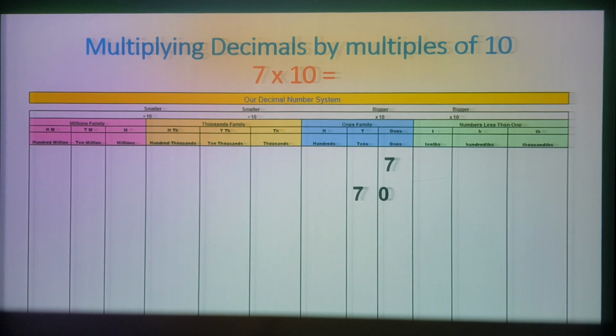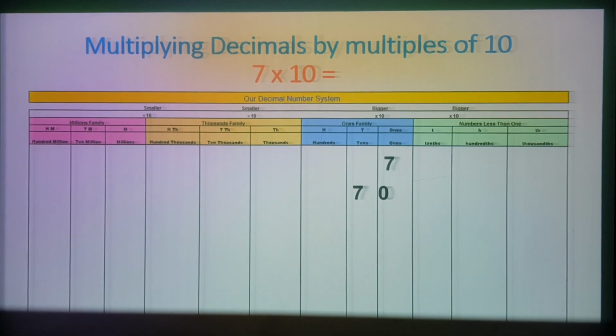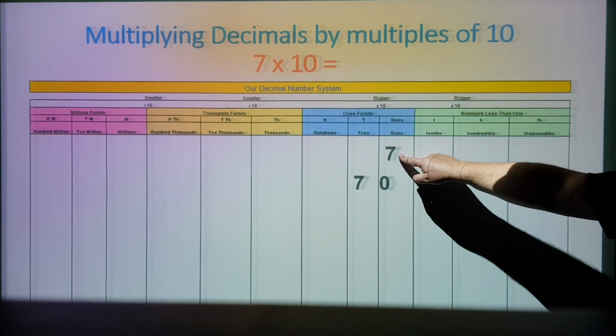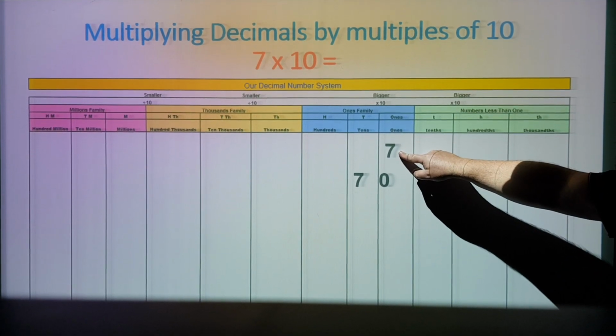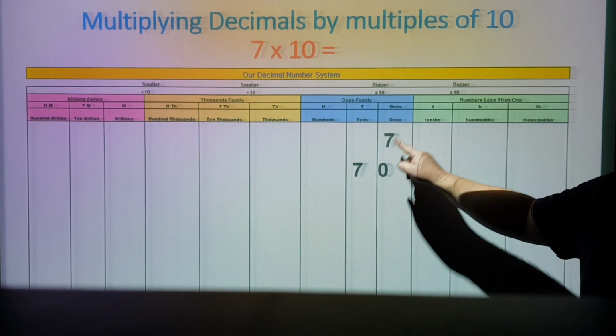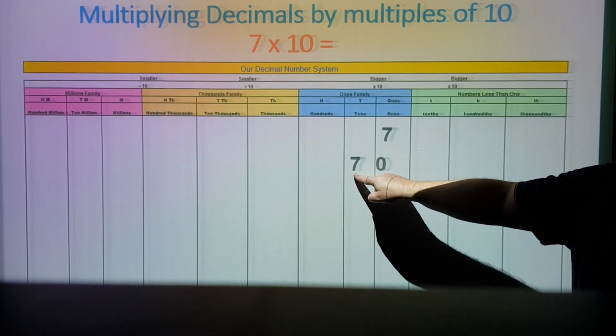Here's our number system. So imagine we're looking at the example 7 times 10. So here's 7 in the ones column to begin with. When I multiply it, I get 70. Notice that the 7 tens moves into the tens column.